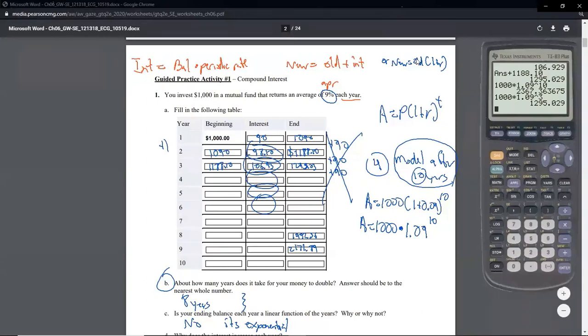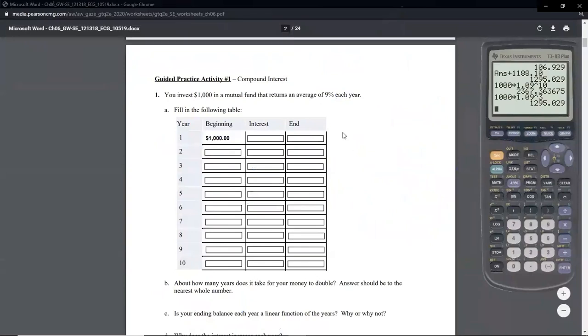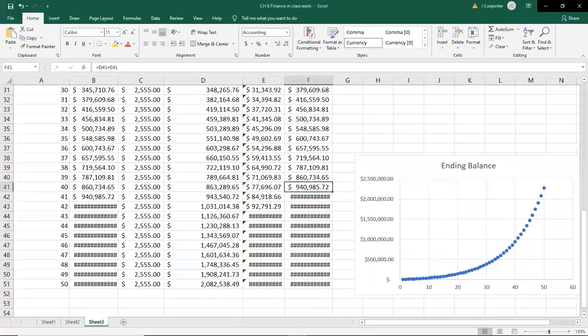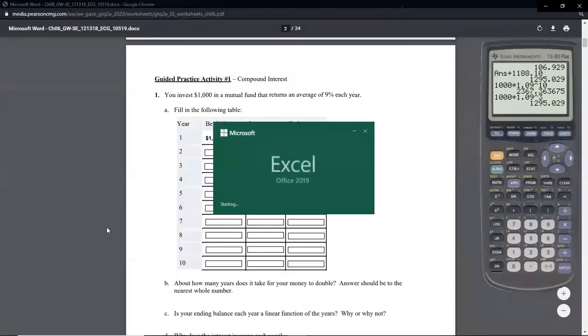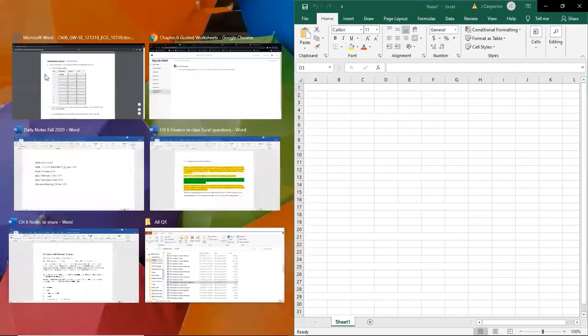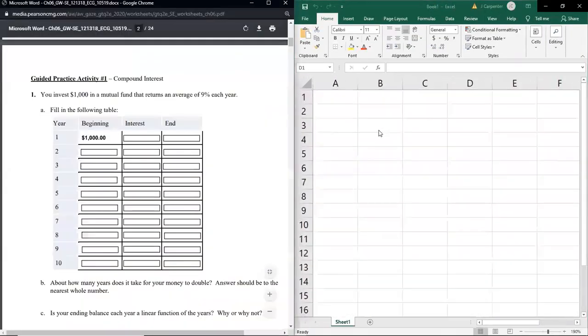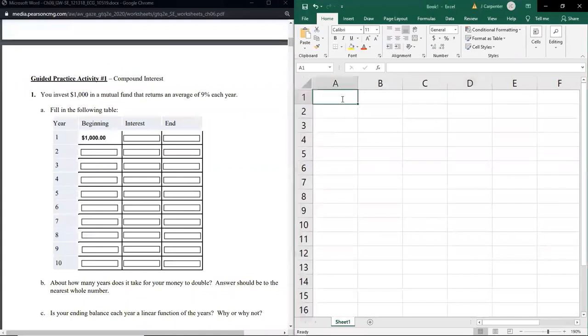All right, I gotta clear my screen. Take off of annotate. So let's take this and let's do it in Excel instead. So we're going to take this problem. I'm going to open Excel. And I'm going to try and make a spreadsheet that just kind of mimics this. I'm going to zoom in a little because I won't need that much space. So let's have column 1 be the year, column 2 be the starting balance, column 3 be the interest, and then the ending balance.